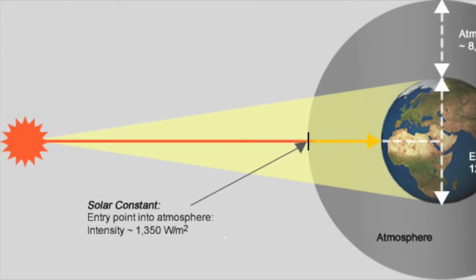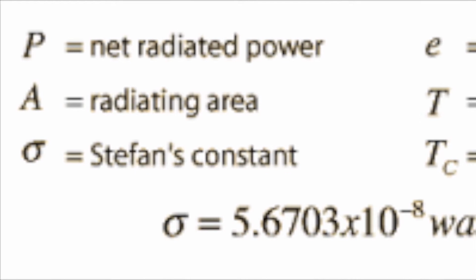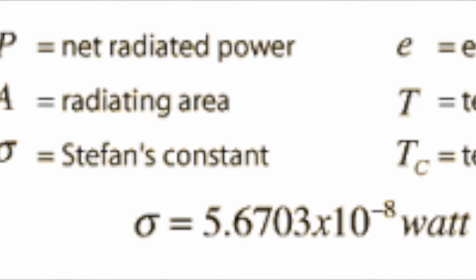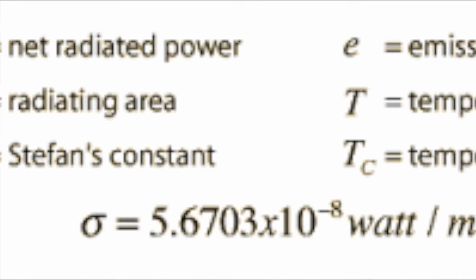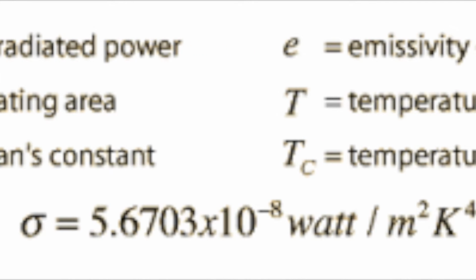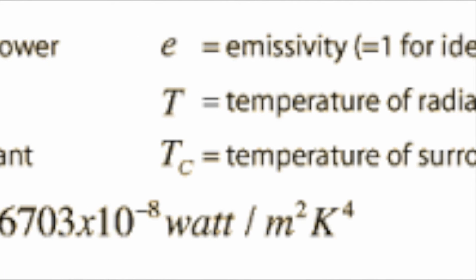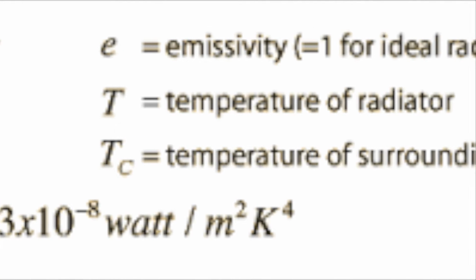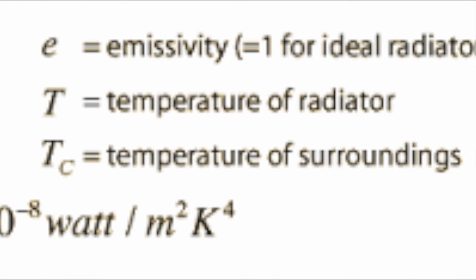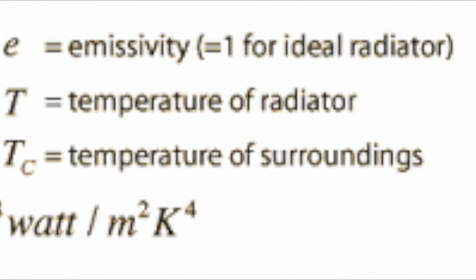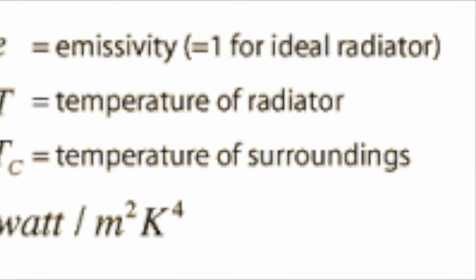reaches the Earth's surface. The Stefan Boltzmann constant is used to measure the amount of heat emitted by a black body. A black body is a surface that doesn't reflect heat. The value of the Stefan Boltzmann constant is approximately 5.67 times 10 to the negative 8 watts per meter squared per Kelvin to the fourth.